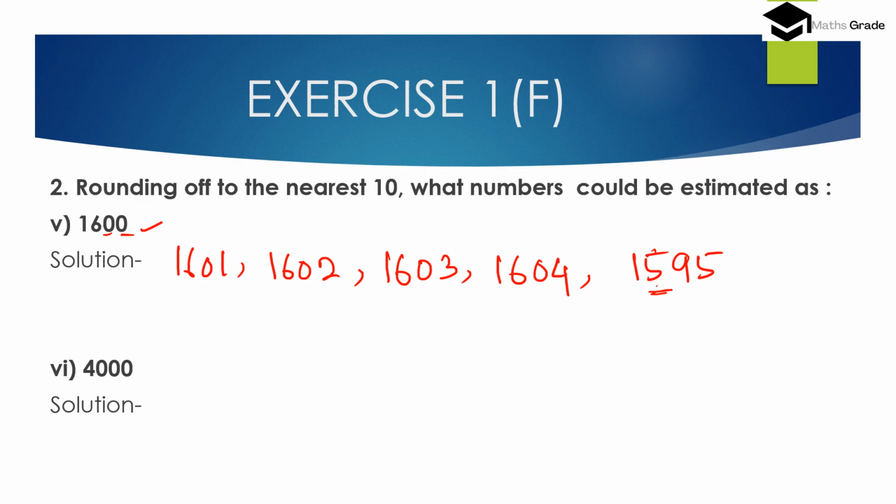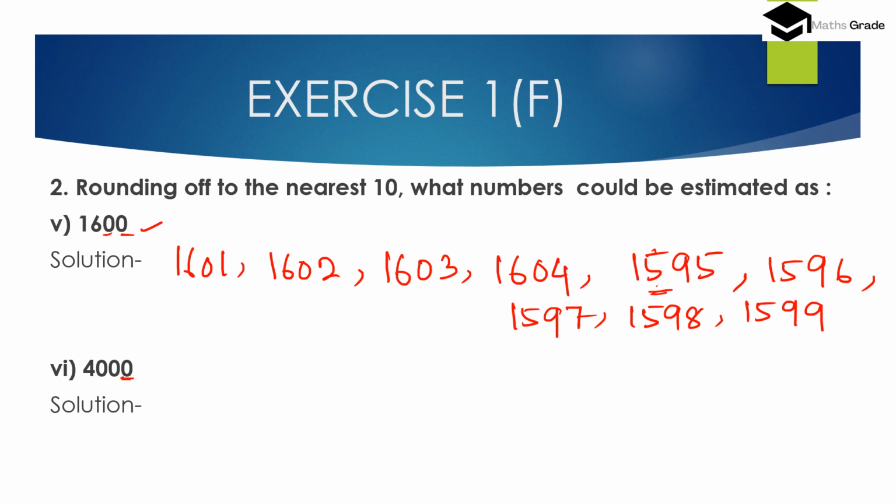Now 1595 rounded to the nearest 10 will be 1600. So the next numbers will be 1596, 1597, 1598, 1599. These are the numbers which, rounded to the nearest 10, will be 1600. Now the sixth bit, 4000.